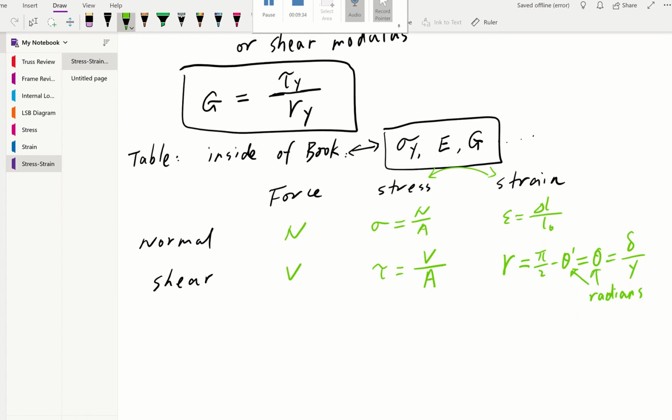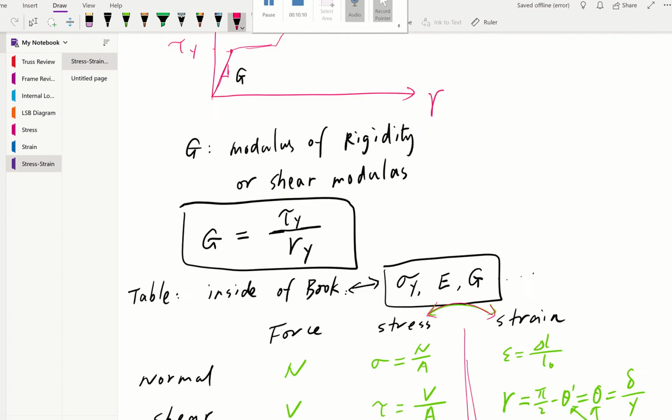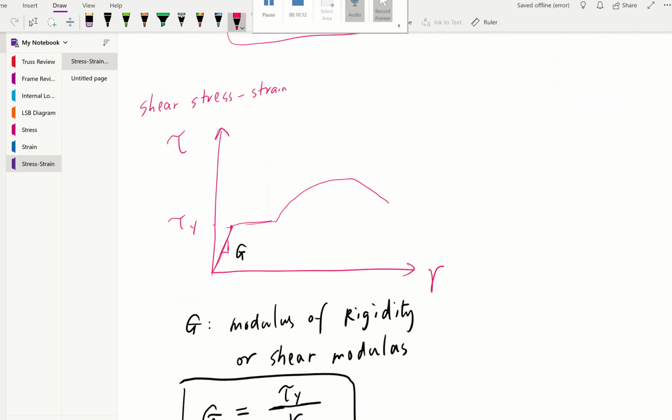Now we're also talking about relating stress and strain, especially in the elastic region. We have Hooke's law. The elastic modulus E is equal to sigma over epsilon. The same thing applies to shear: we have G equal to tau over gamma. So that's all we have for a quick recap of the stress-strain curve.